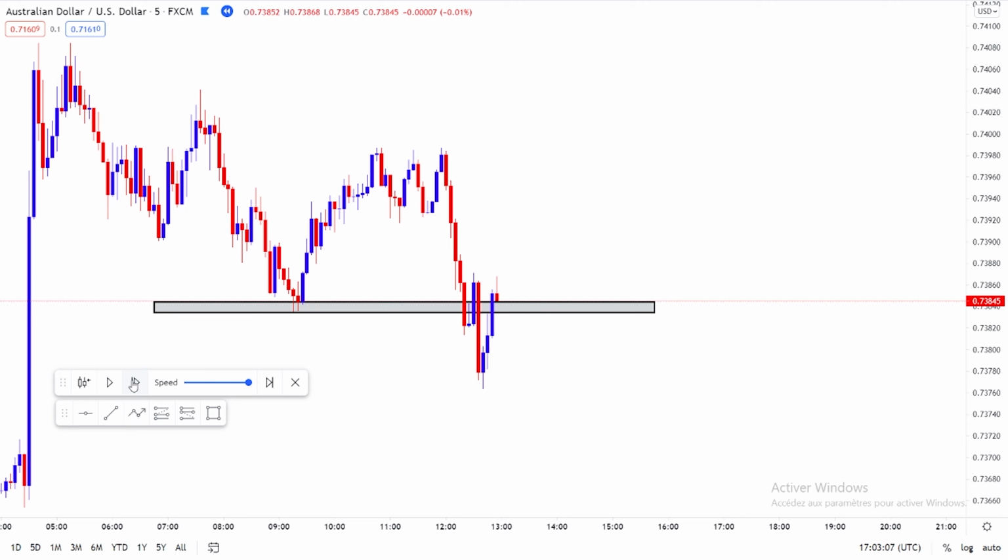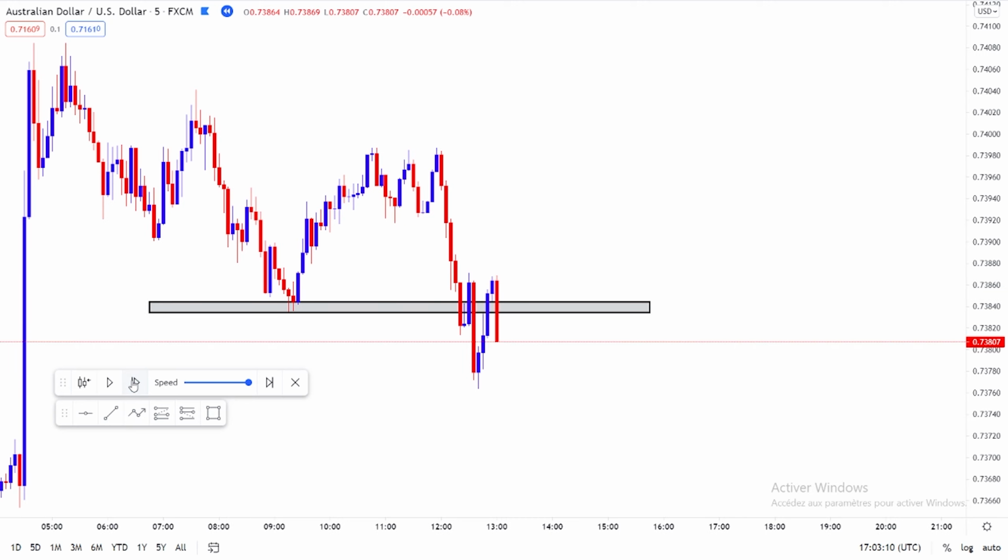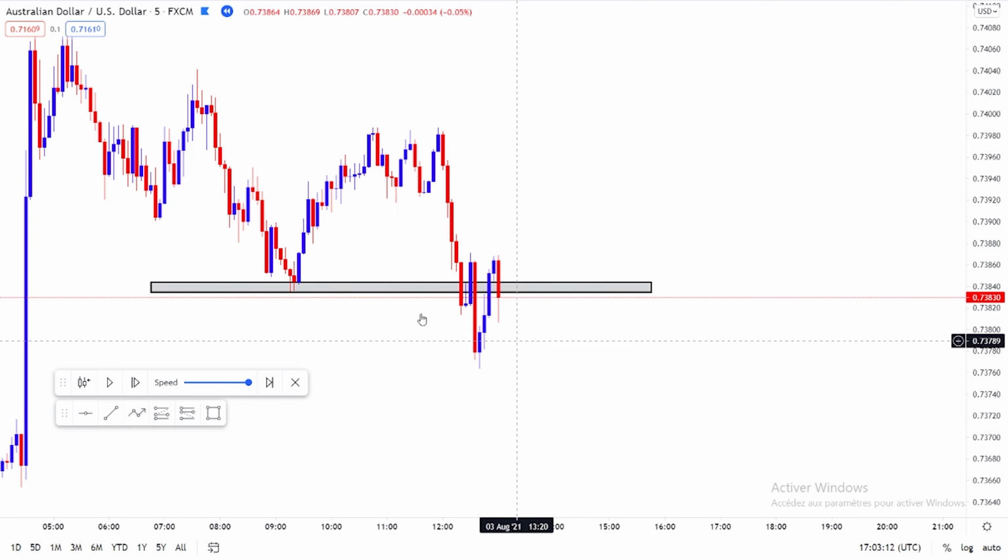Okay, it's not a strong candle. This is a strong candle. So let's recapitulate. This was a strong support. We broke it. Now it is a strong resistance. This place belongs to the sellers now.